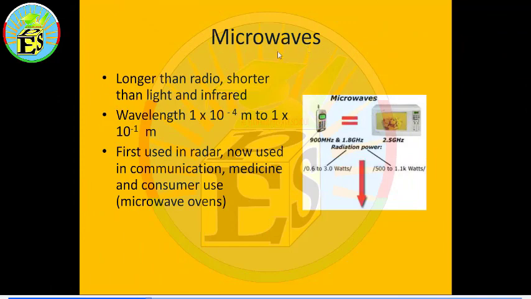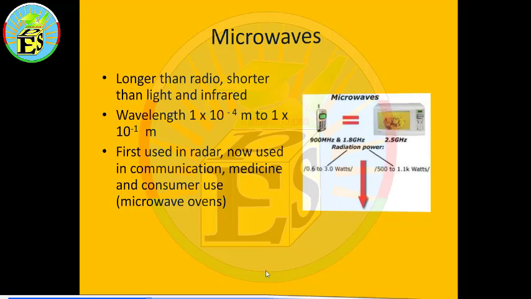Microwaves: longer than infrared and light but shorter than radio waves. Wavelengths are 1 × 10^-4 meters to 1 × 10^-1 meters. First used in radar, now used in communications, medicine, and consumers use the microwave oven. It has the ability to raise the temperature of materials.